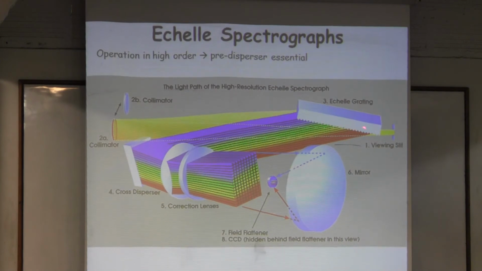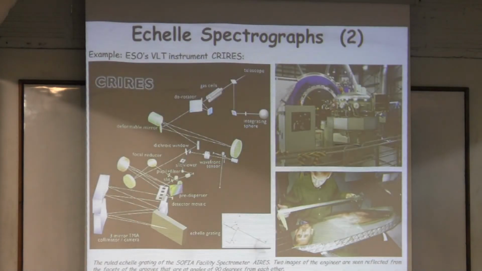Again, the point here simply is to show that the grating is really tilted extremely strongly with respect to the incoming beam. And you have another element here, the cross disperser, that makes sure that the orders are not overlapping. This is the optical system of an existing echelle high resolution spectrograph, CRIRES on the VLT.